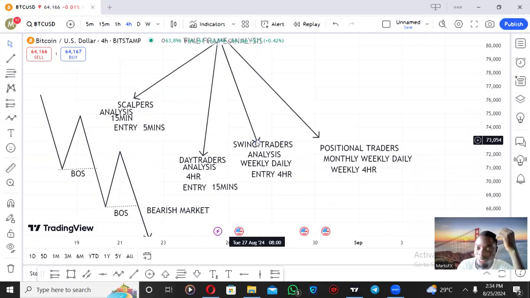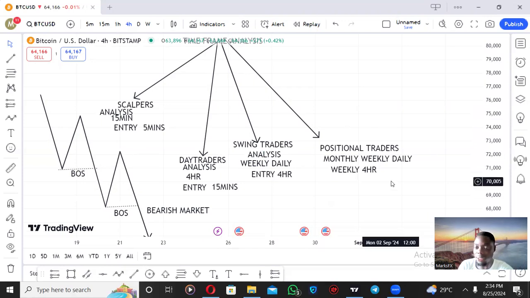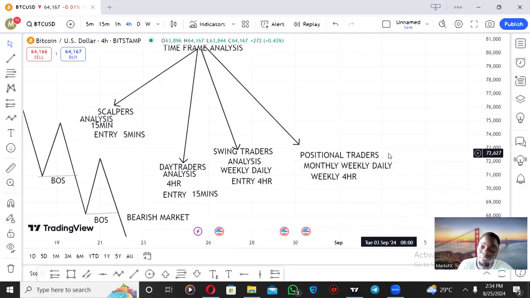Swing traders analyze the market on the weekly and daily, and they enter on the 4-hour. Swing traders can hold their trade for a long time: 1 week, 2 weeks, 3 weeks, but not a month. Positional traders are people like Elon Musk and Jeff Bezos that trade crypto. Positional traders can hold their trade for a month, a year, 2 years. Understand?